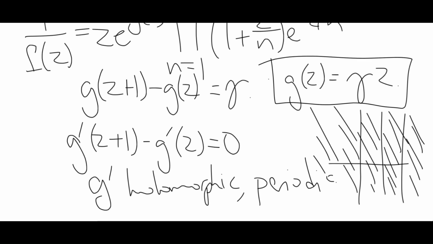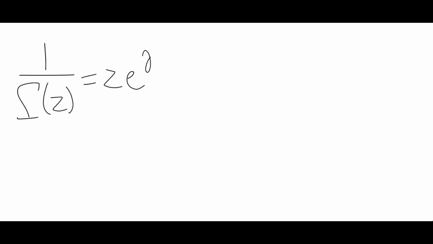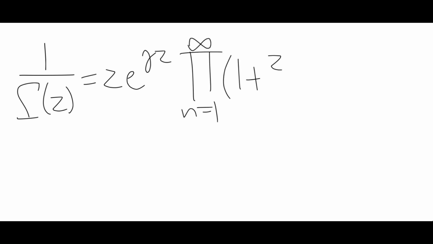Okay, so after all that, we finally end up with 1 over gamma of z equals z e to the gamma z times the product of 1 plus z over n e to the minus z over n.